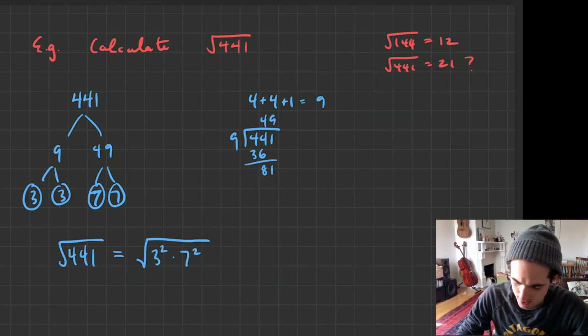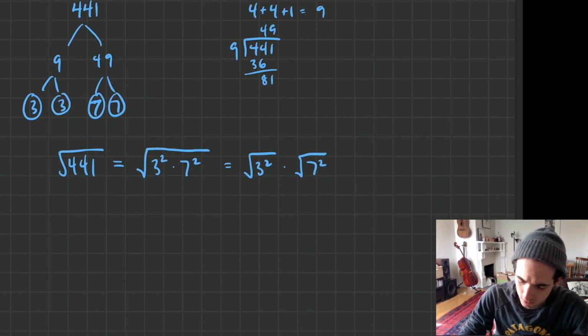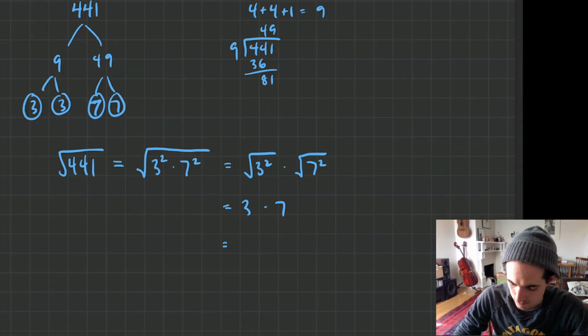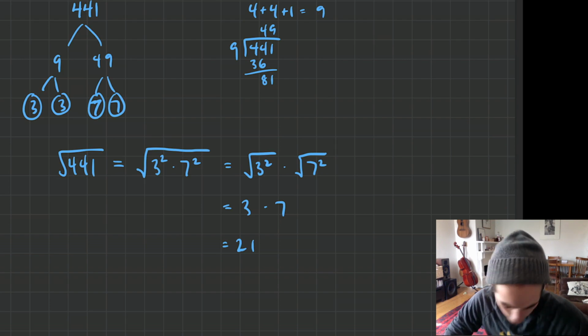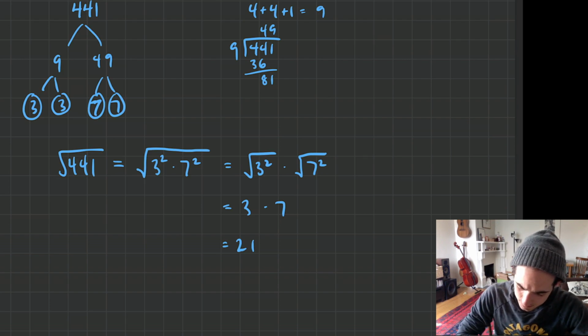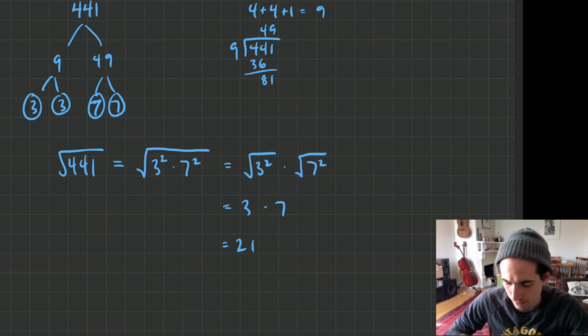Okay, so that's nice because the square root of 3 squared times 7 squared is equal to the square root of 3 squared times the square root of 7 squared, which is equal to 3 times 7, or 21. Look at that. Beautiful. Okay, so that's kind of the style of questions that we're going to be getting into. We'll do a few more examples like this on Tuesday.